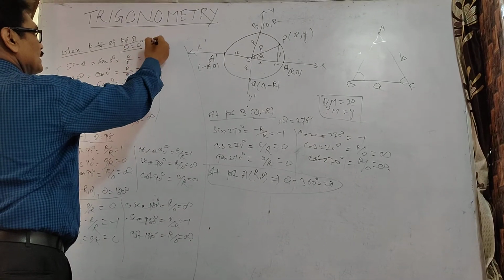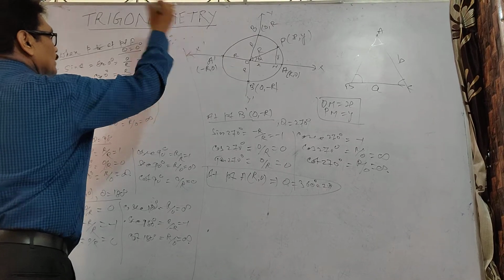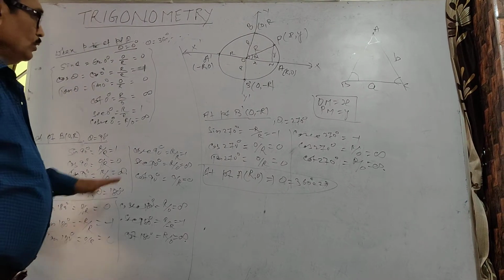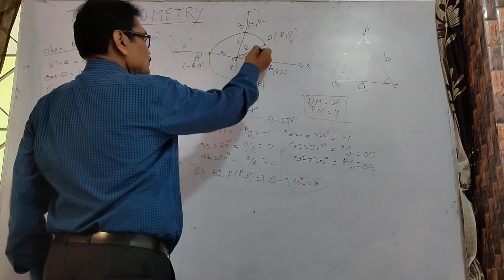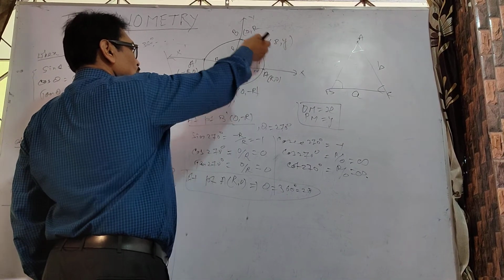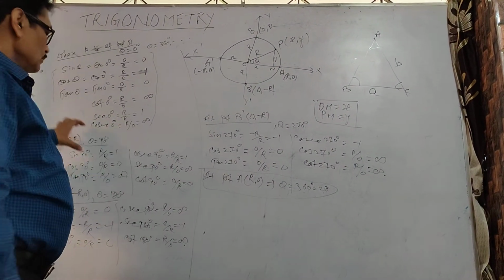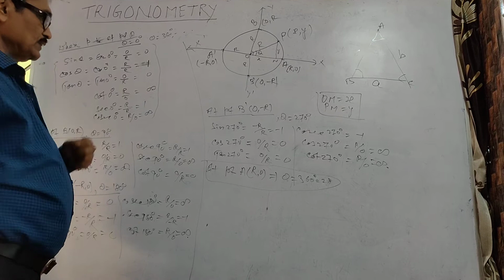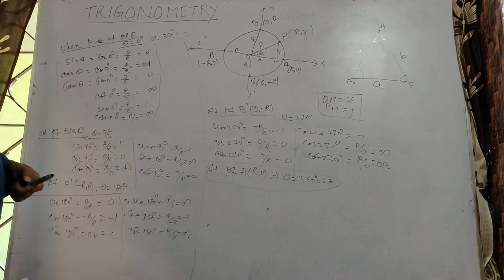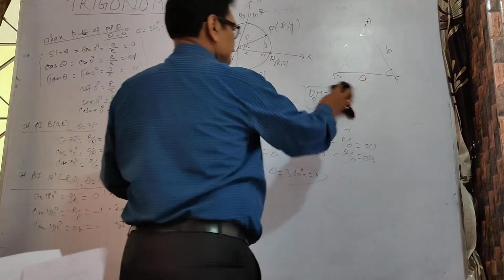Theta 0 degree, theta 360 degree, and so on. So in rotation, when theta is positive, we rotate this OP from 0 degree to 360 degree. We can find the values of the six trigonometrical functions.